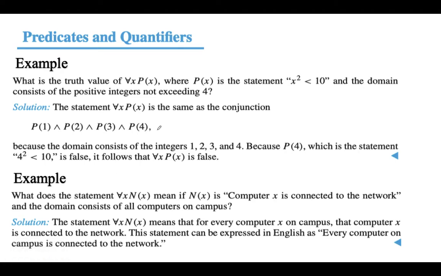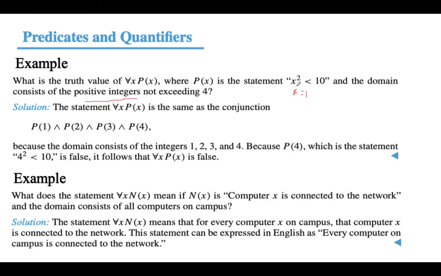The domain is the positive integers not exceeding 4. So P of x is any number whose square is less than 10. If the value of x is equal to 1, then 1 square is equal to 1, and that is less than 10. If you square 2, x becomes 2, and 4 is less than 10.